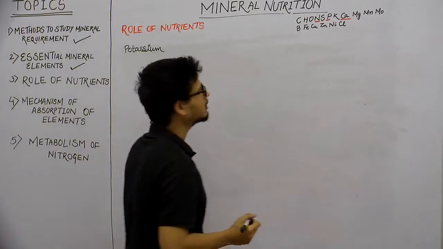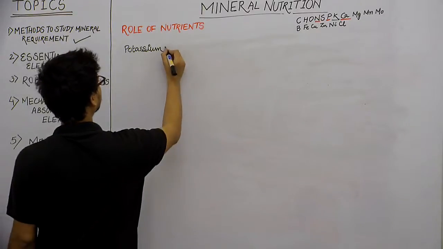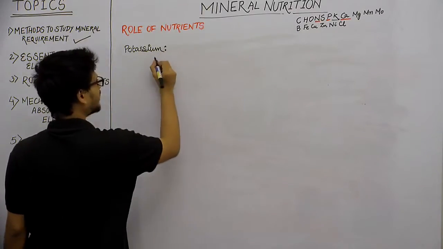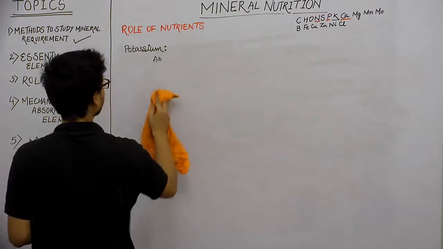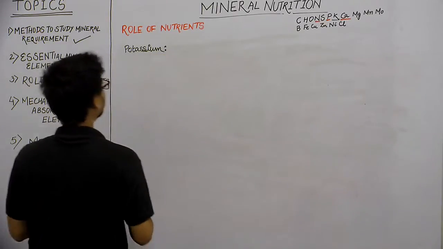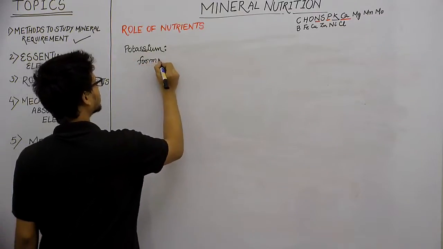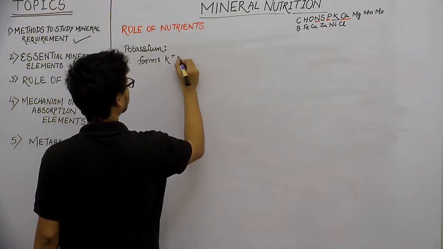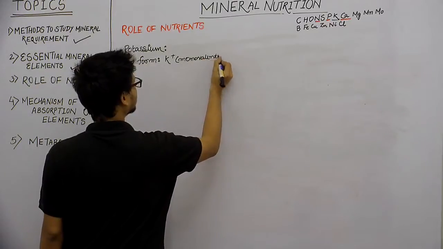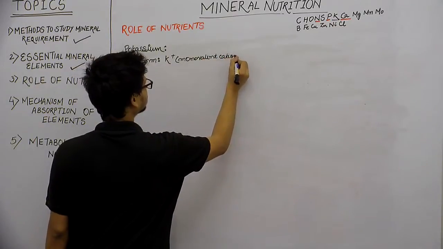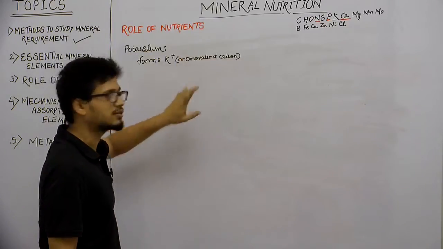Okay. Potassium, which is here. Potassium जो है, it is absorbed in the form of... किस फॉर्म में वो absorb होता है? It is absorbed in the form of a monovalent cation, that is potassium ion. The form is K+. This is a monovalent cation. Cation because it is positively charged, and monovalent because जो charge है that is +1 charge.